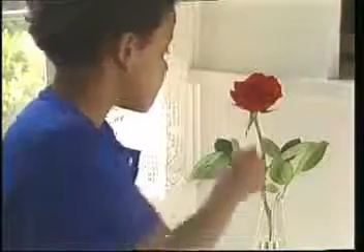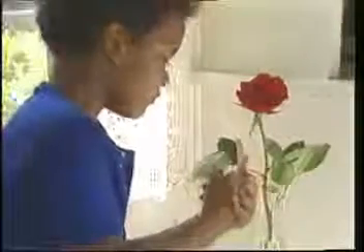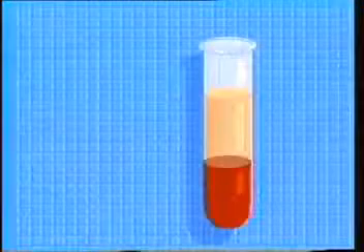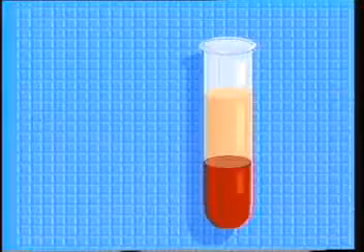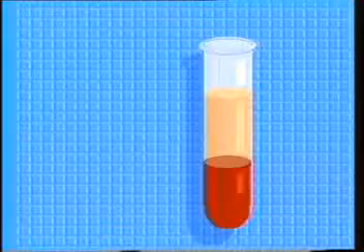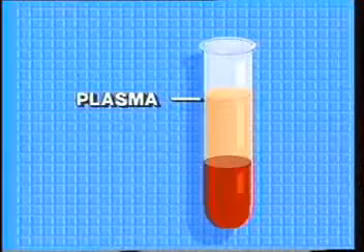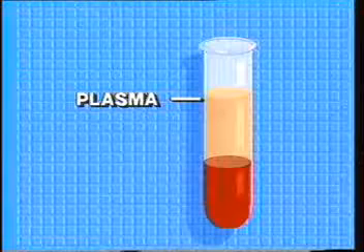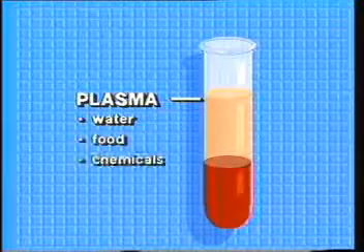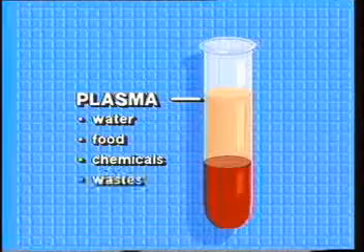Let's take a closer look at what flows in this network of different types of blood vessels. We all know what blood looks like. If you prick your finger, you see that blood is liquid and red in color. If we separated the major components of blood in a test tube, we'd see that over half of it, about 55%, consists of a liquid called plasma. Most of this liquid is water. In addition, plasma contains food, hundreds of chemicals that the body needs, and some wastes.